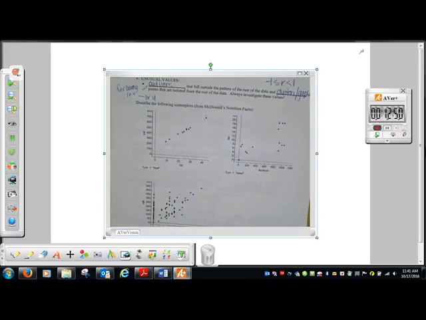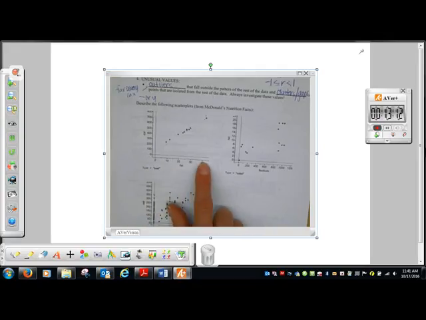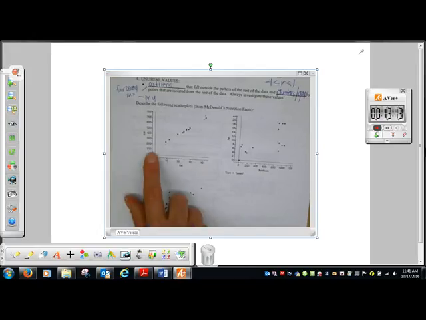So what you're going to talk about is the direction. You're going to talk about the form, linear or nonlinear. You're going to talk about the strength, strong or weak. And then you're going to point out any unusual values. So it's kind of like describing data. You talk about the shape, the center, the spread, and unusual values. When you're comparing two distributions, you talk about the similar four things: the direction, the form, which is like the shape, the strength, and unusual values.